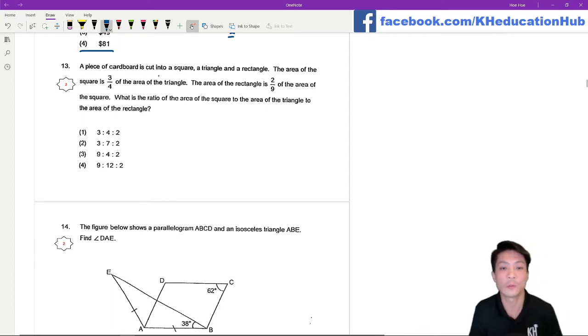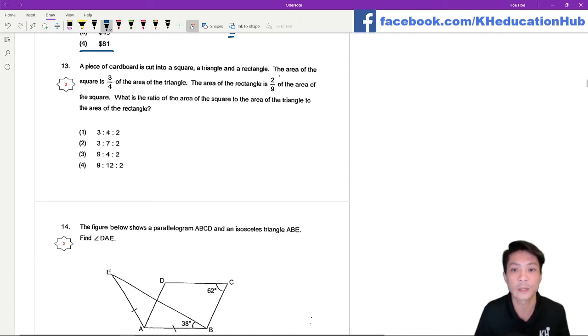A piece of cardboard is cut into a square, a triangle, and a rectangle. The area of the square is 3/4 of the area of the triangle. The area of the rectangle is 2/9 of the area of the square. So what is the ratio of the area of the square to the area of the triangle to the area of the rectangle? Let us write down some info first, because this question is quite long.